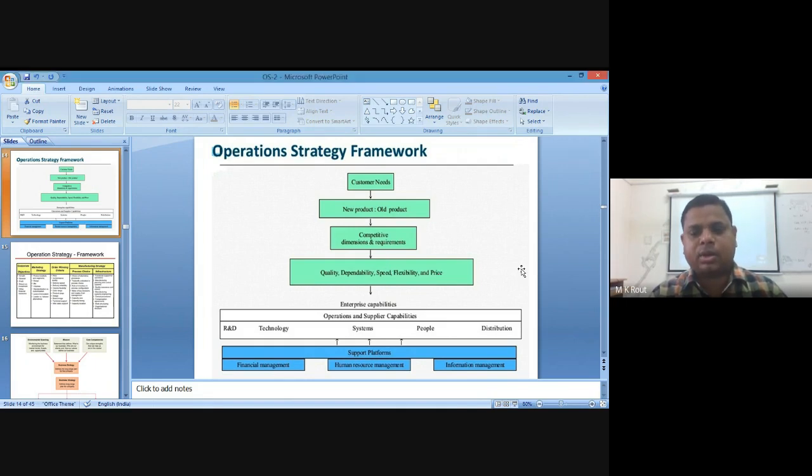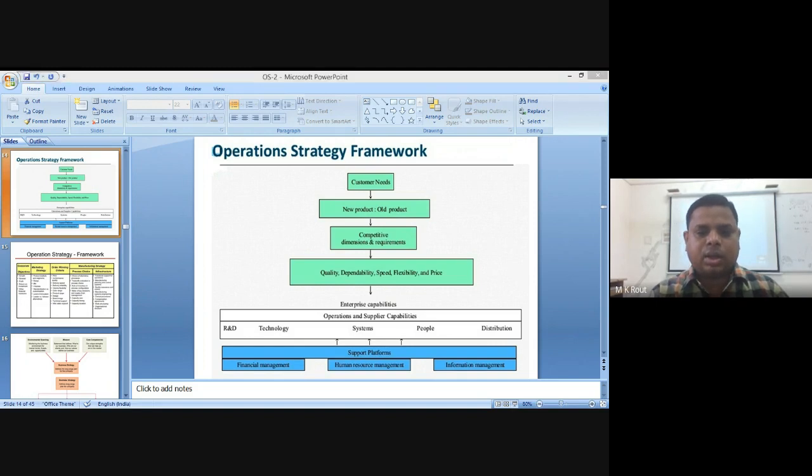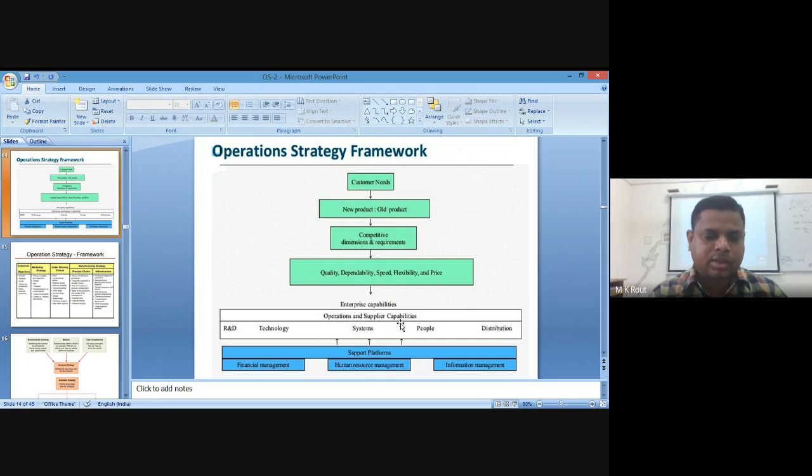In case of enterprise or organization capabilities, the operation capability and supplier capability should be analyzed. In case of operation capability, we have research and development, technology, systems, people, and distribution. The distribution concept includes the logistics part or loading activities. The next part is they are using inbound and outbound logistics.